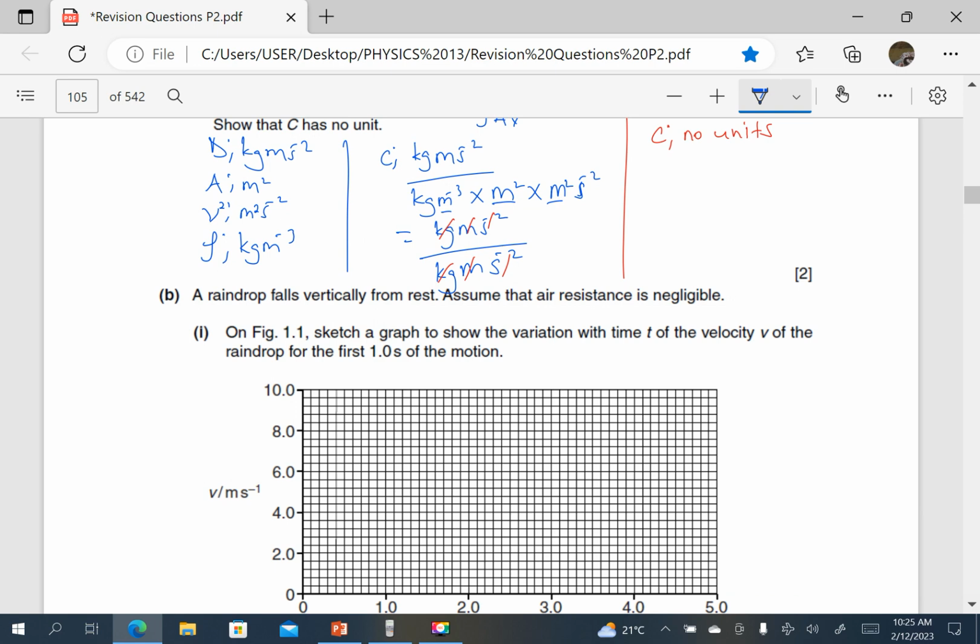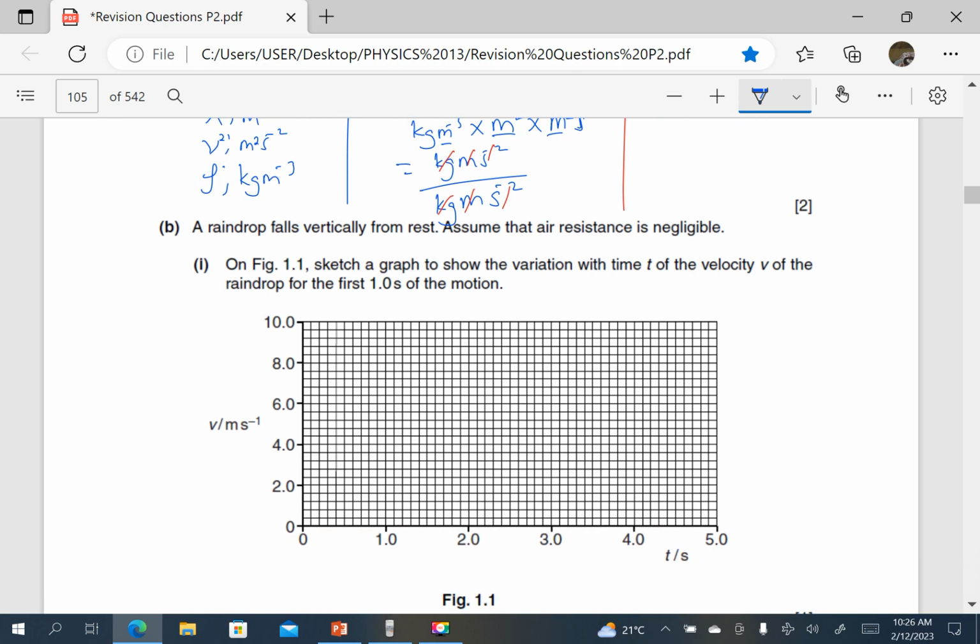A raindrop falls vertically from rest. Assume that air resistance is negligible. On the figure, sketch a graph to show the variation with the time t of the velocity v of the raindrop for the first 1.0 seconds. Air resistance is negligible. That is a straight line since the acceleration is constant. And it will be falling due to gravity.